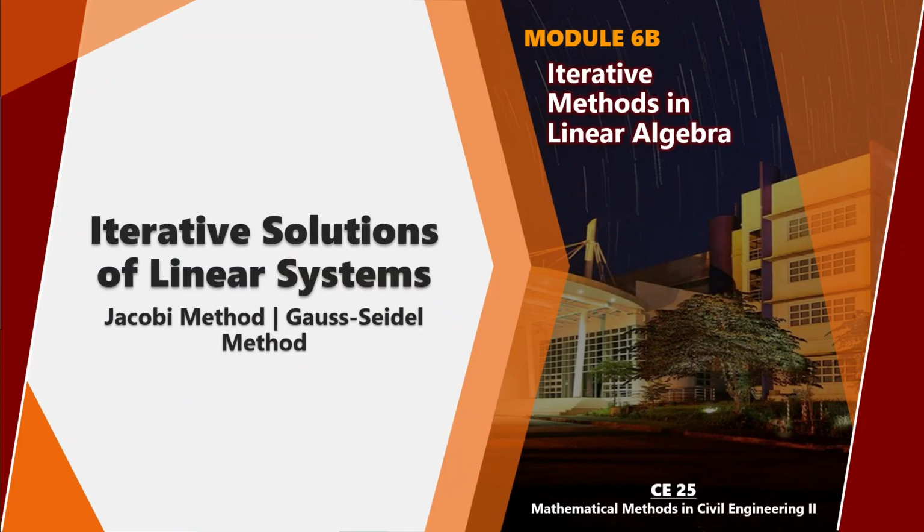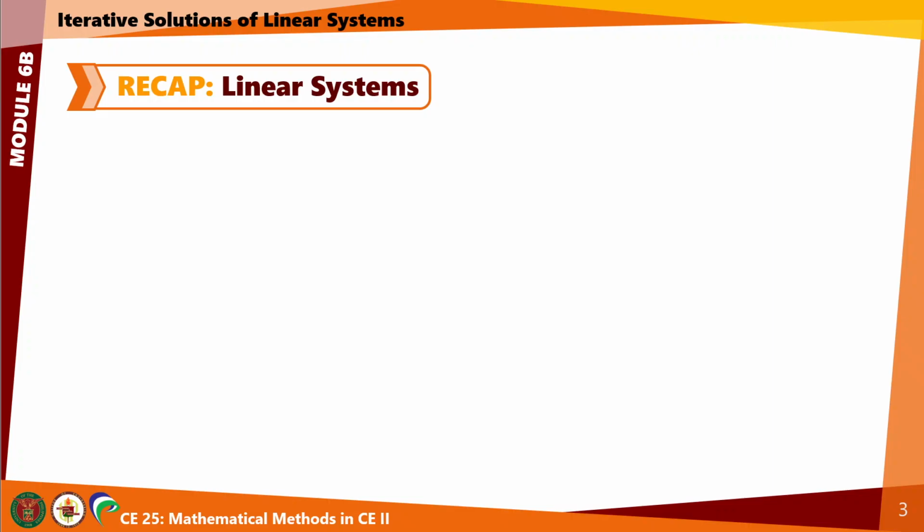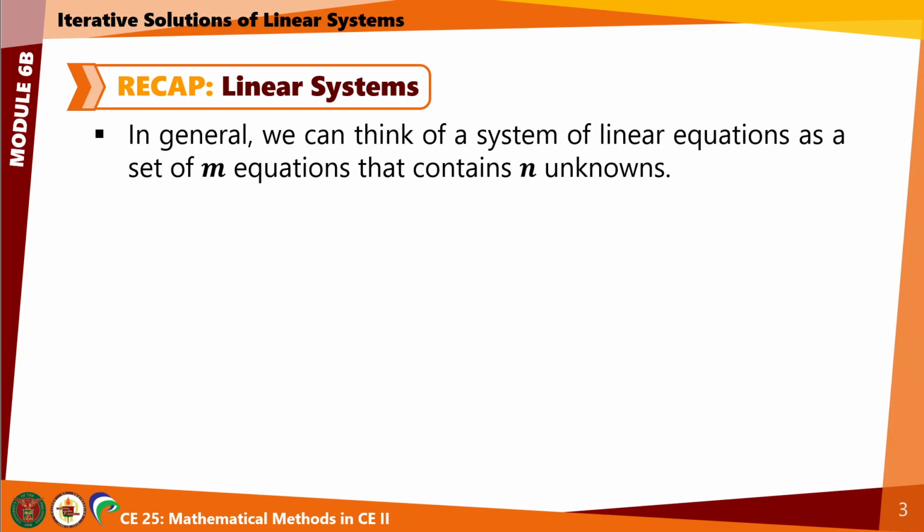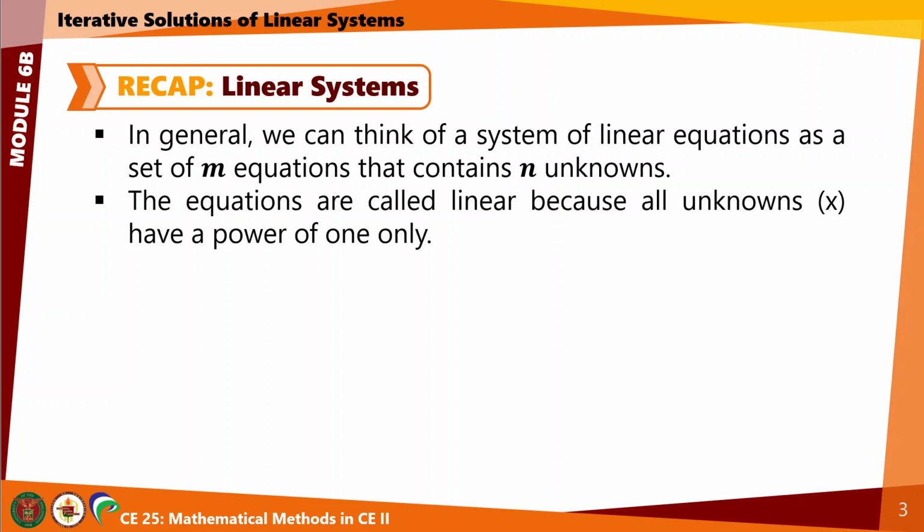Okay, these are the methods enumerated for the iterative solutions of linear systems. We have the Jacobi method and the Gauss-Seidel method, but for this content, I'll just start with the Jacobi method. Just for a recap, when we say linear systems, these are a system of linear equations, a set of m equations with n unknowns. So you have m equations and we're solving for n different unknowns. They are called linear systems because all unknowns are of power 1.